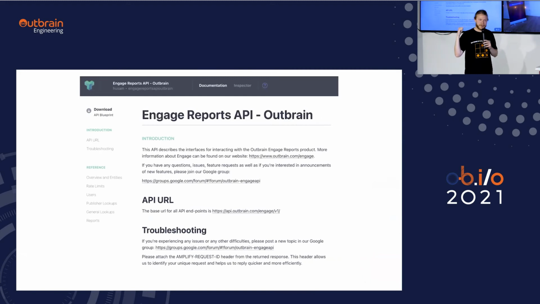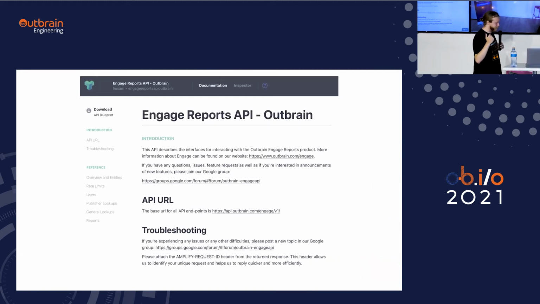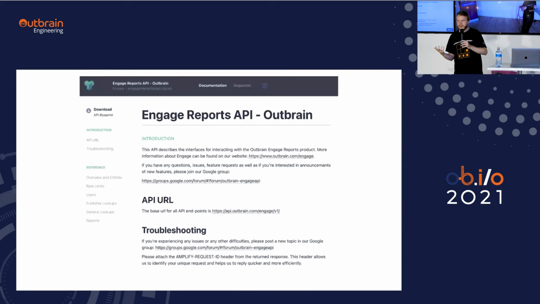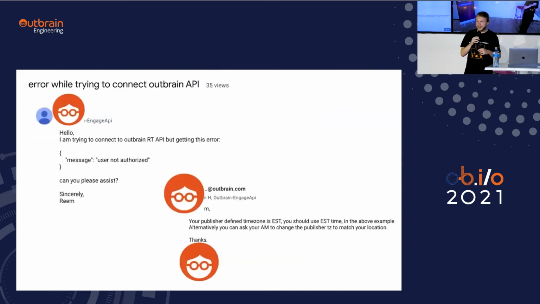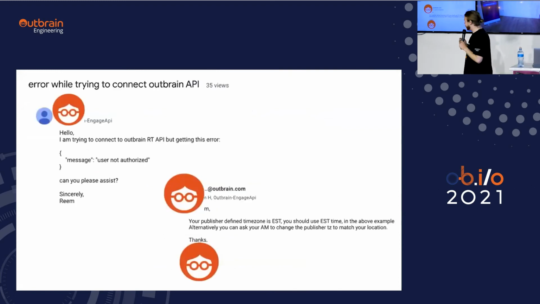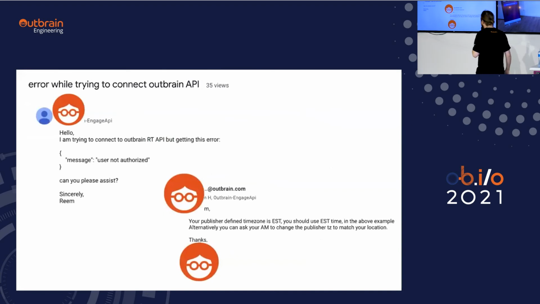And on this page, you have the status codes and how it's going to behave and the payload, which is amazing. We gained interactivity with their endpoints. But then I went a bit further and I checked out the comments on Google Groups. And I see someone saying, hey, I'm trying to use the API, I'm getting user not authorized. And then I scroll down to find the answer: your publisher defined time zone is in EST.